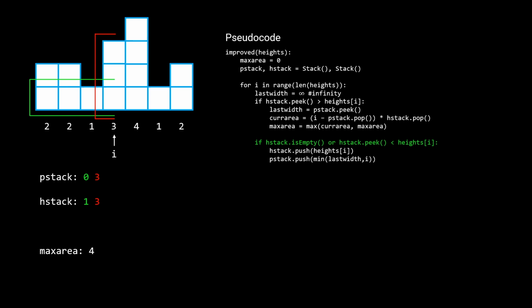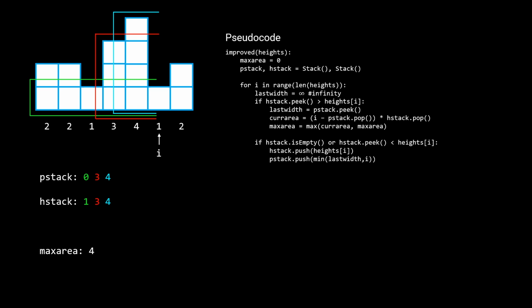Now let's move on to the next iteration, where i is on the 5th element. Again, this element is greater than the top of our stack, so we just enter the second if statement. This means we push a 4 onto the p stack and a 4 onto the h stack. So at this point, our stack is tracking 3 rectangles. The one we just added with a height of 4, and the ones from earlier with heights of 3 and 1.